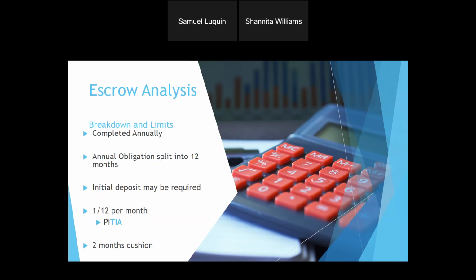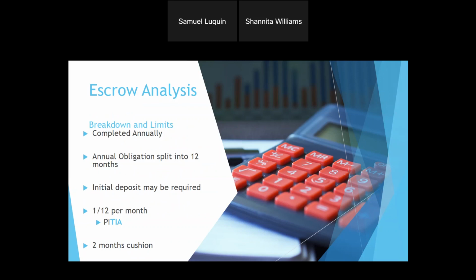Now, an escrow analysis is something that's performed initially when the account is opened. So it's going to be done if you have it from the time that the loan originates, and then it's also going to take effect every year. Now, there are certain breakdowns and limits that the lender is going to go into when they do this analysis. It's completed once a year, like I mentioned. They're going to take your annual obligation and split it into 12 months. And that's really how they come up with what you should pay every month. When you set up the account the first time, they may require an initial deposit. And that's really due to the idea that they have to have a cushion.